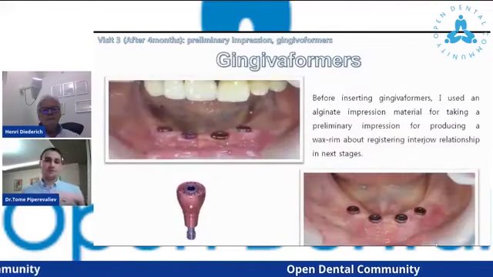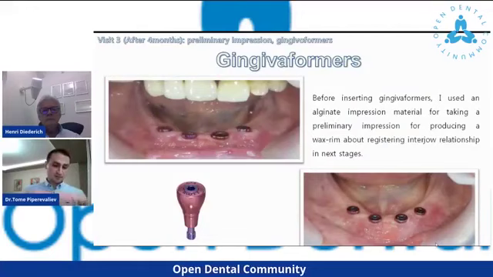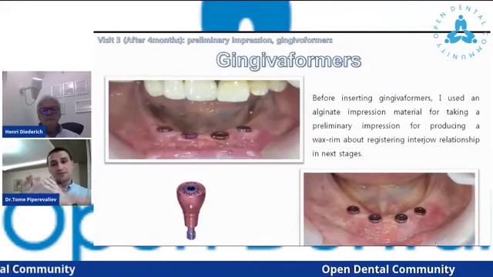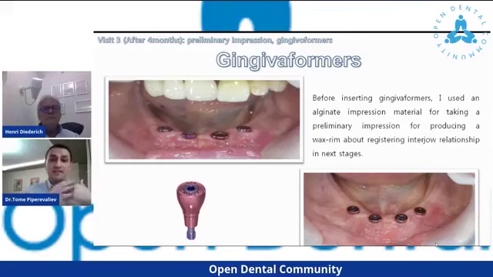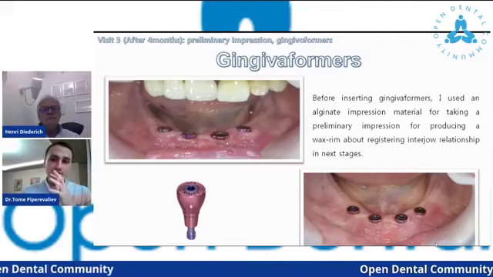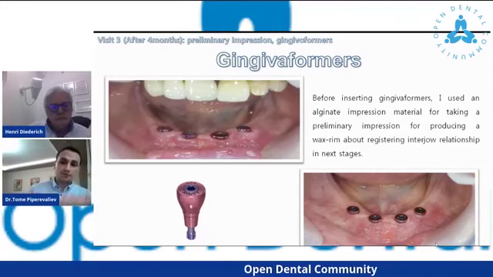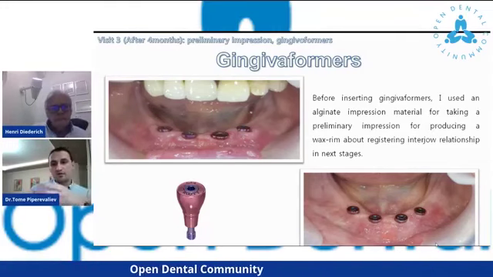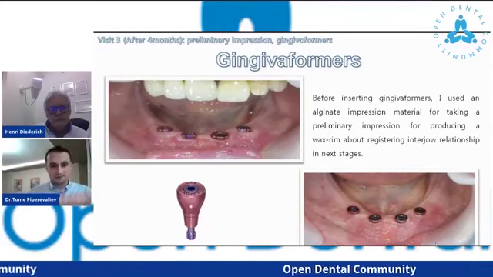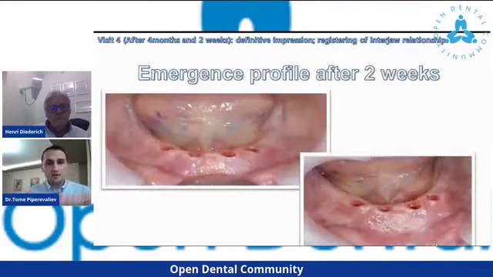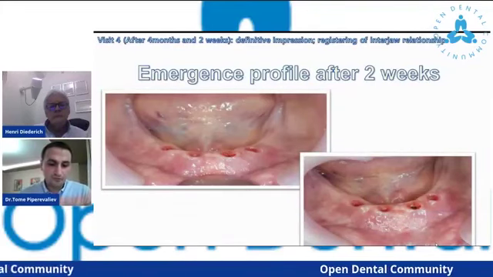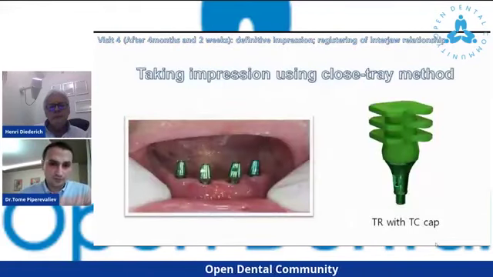In the second stage, we are inserting gingiva formers, but always in our clinic, before inserting gingiva formers, we are taking a preliminary impression using an alginate impression material for producing a wax rim for registering interjaw relationships in the next stages. Here we can see the emergence profile after 2 weeks, and we are ready for the final impression.